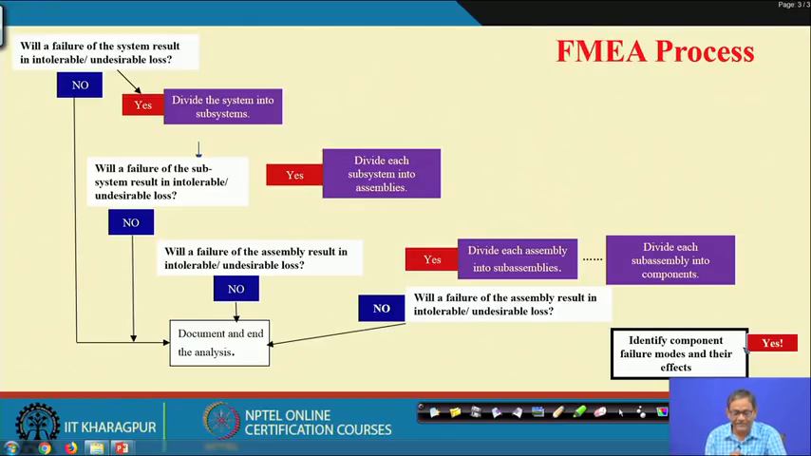So, that means it is essentially those components which result in loss. That loss may be at the subsystem level, at the component level, or at the system level. If any component failure has system level loss, then it is a very important component.